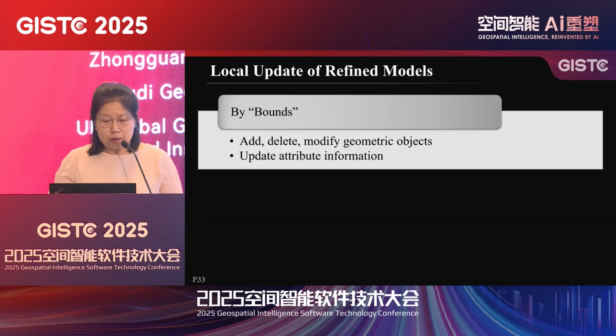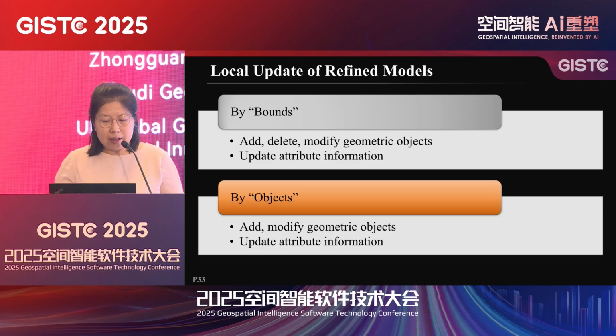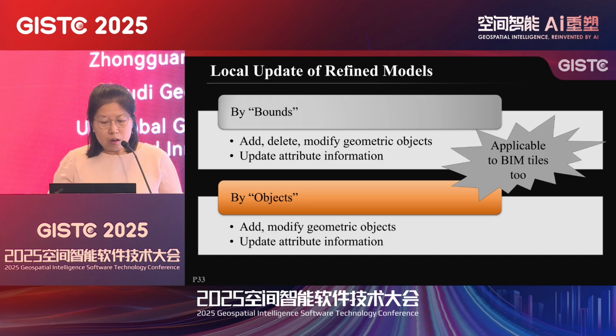And for fine grid model data, SuperMap supports updating data based on bounds or by objects. We can define the update bounds, and the data and attributes within the specified bounds will be updated. Alternatively, we can provide specific object IDs, and then the corresponding objects and their attributes will be updated. And also these features are applicable to our beam tiles.